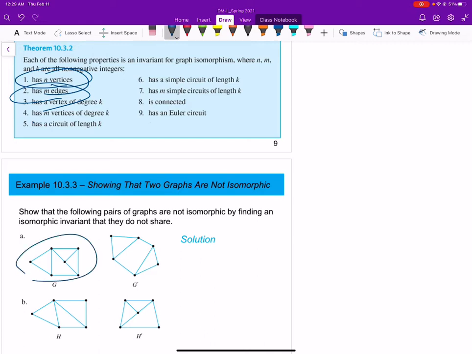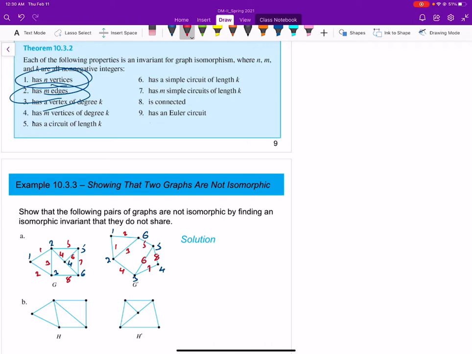You have this graph and that graph. The first easiest thing to do is count the number of vertices in these graphs. I'm counting vertices: 1, 2, 3, 4, 5, 6. Here 1, 2, 3, 4, 5, 6. The number of vertices is the same, so that doesn't work. Now just count the number of edges. That will work. 1, 2, 3, 4, 5, 6, 7, 8.